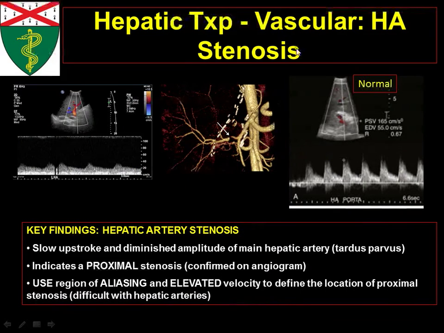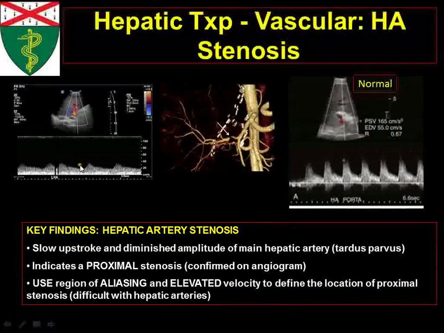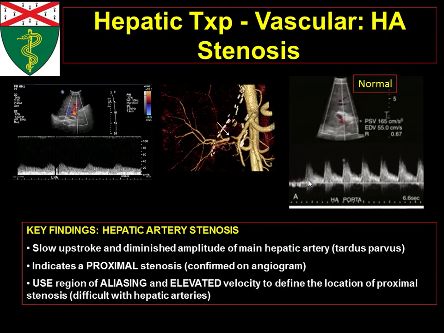So this is hepatic artery stenosis, all right? The teaching points are: recognize this tardus parvus waveform. We all seem to recognize it over here, so that's great. Slow systolic upstroke, diminished amplitude of the hepatic artery. That tells us there's a stenosis proximal. And if I can't visualize it, I want to get an angiogram, whether it's a CT or an IR angiogram.